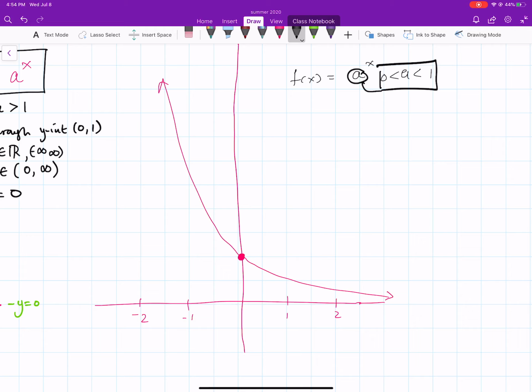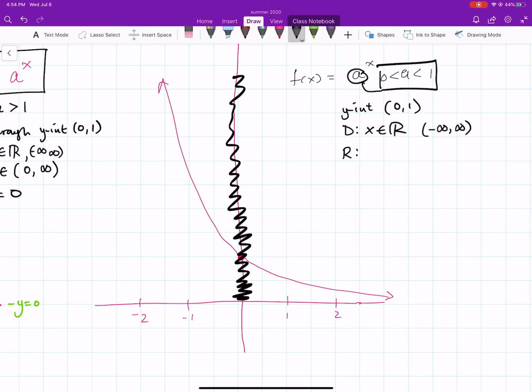Again, it's passing through the y-intercept, which is (0, 1). The domain is still the same. It's all possible x values, so negative infinity to positive infinity. If you think about the range, you're looking at all the possible y values. You can clearly see that the y values of that graph live above the x-axis. So y belongs to (0, infinity).